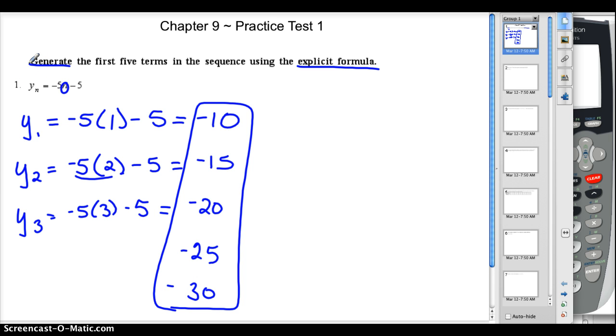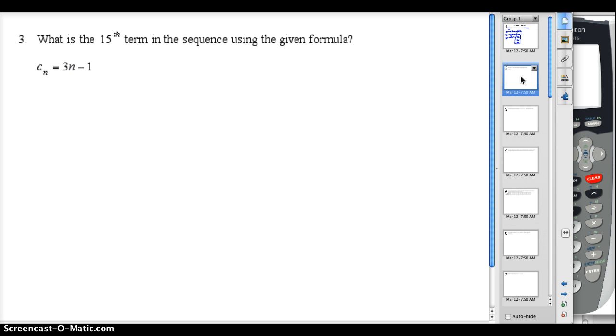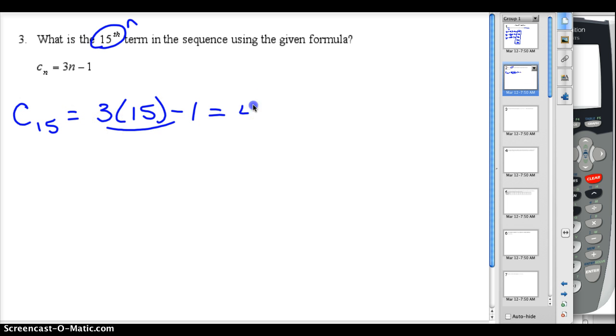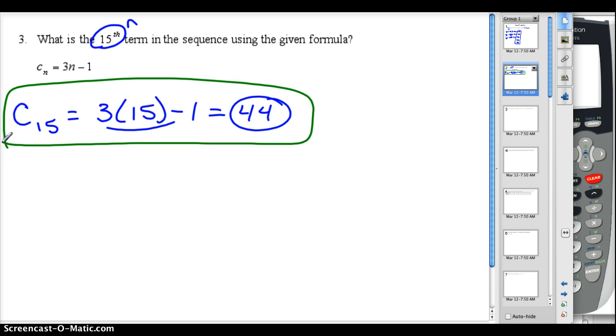What I'd like you to do now is press pause and work problem 2 on the worksheet. It's almost identical. Number 3, what is the 15th term, that's n, in the sequence using the given formula? So our notation, C sub 15, is 3 times 15 minus 1. That'd be 45 minus 1 is 44. When we talk about showing our work, I need to see all of this. An answer of 44 will not earn us any credit. Again, press pause and work number 4.